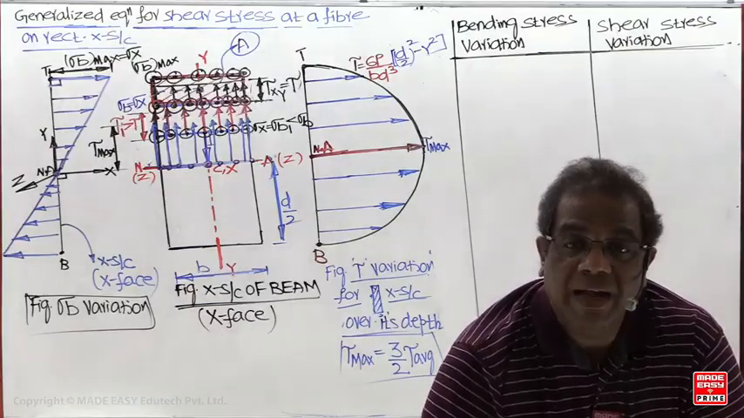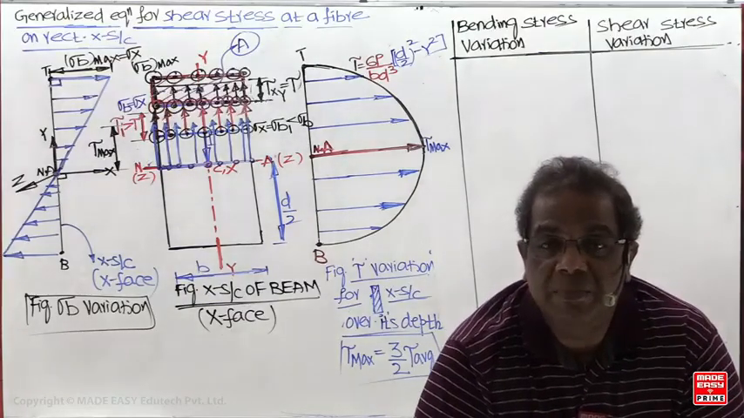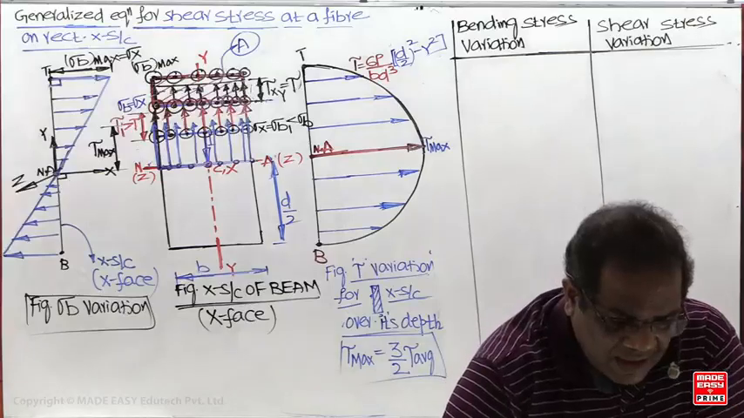But in a triangular section, it is maximum at the top fiber. In a T section, maximum at the bottom fiber.